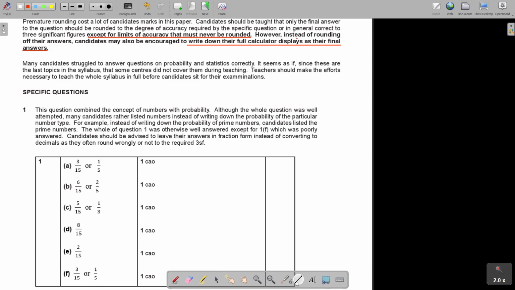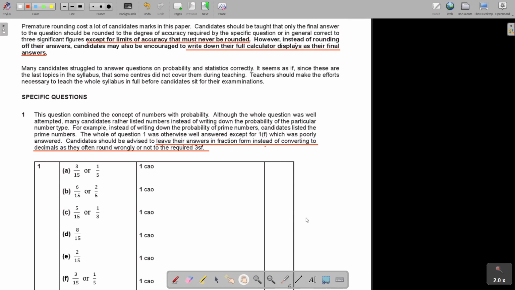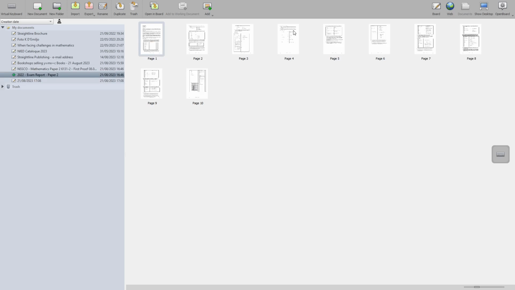Candidates should be advised to leave their answers in fraction form instead. Very important. So you see, I left it in fraction form instead of converting to decimals, as they often round wrongly and not to the required 3 significant figures. So especially when it comes to probability, leave it as a vulgar fraction. And as I said, you can even leave it unsimplified. Every time I'm doing this, I'm coming back to the report and I just highlight a few things which I want you to take note of. Okay, now I'm going back to the question paper.